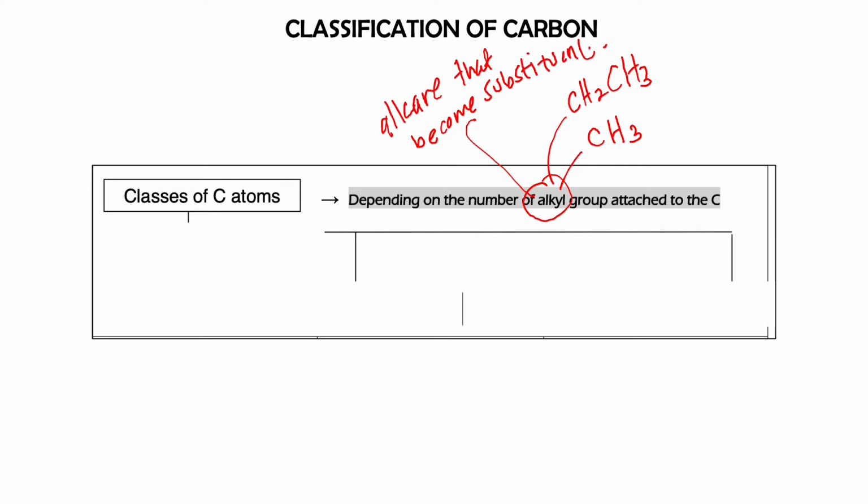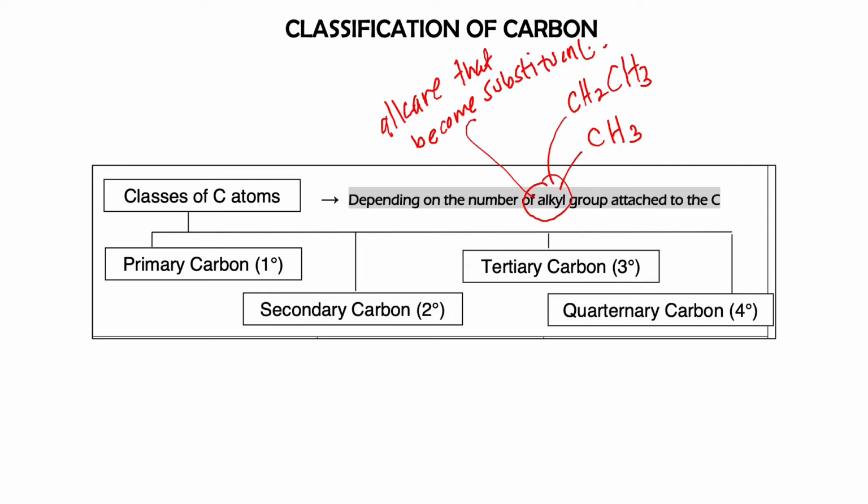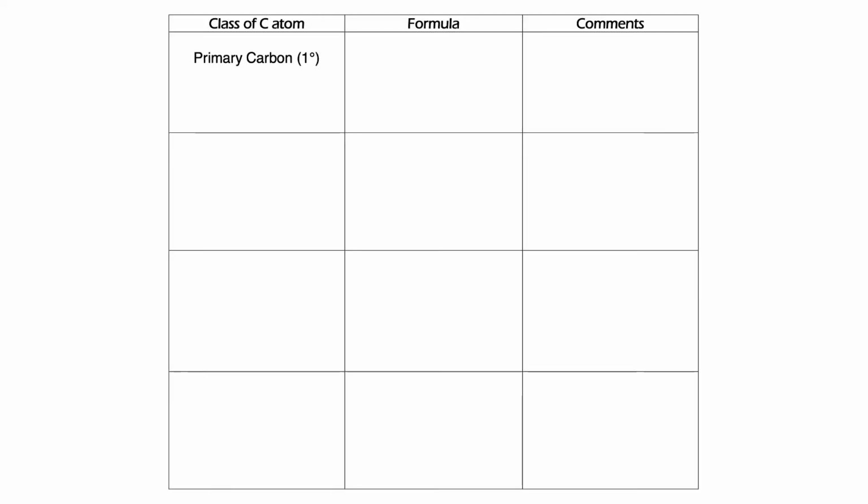Okay, now to classify carbon, there are four classifications of carbon. We have the first one, which is primary carbon, secondary carbon, tertiary carbon, and quaternary carbon. So how can we classify the carbon into primary, secondary, tertiary, and quaternary? Okay, let's begin with primary carbon. If you refer to your notes, it is carbon that is bonded to only one carbon atom. So how does it happen?